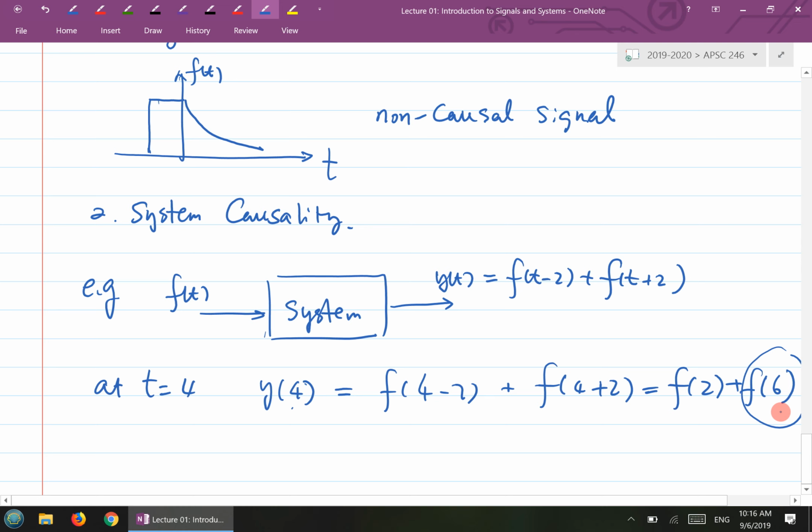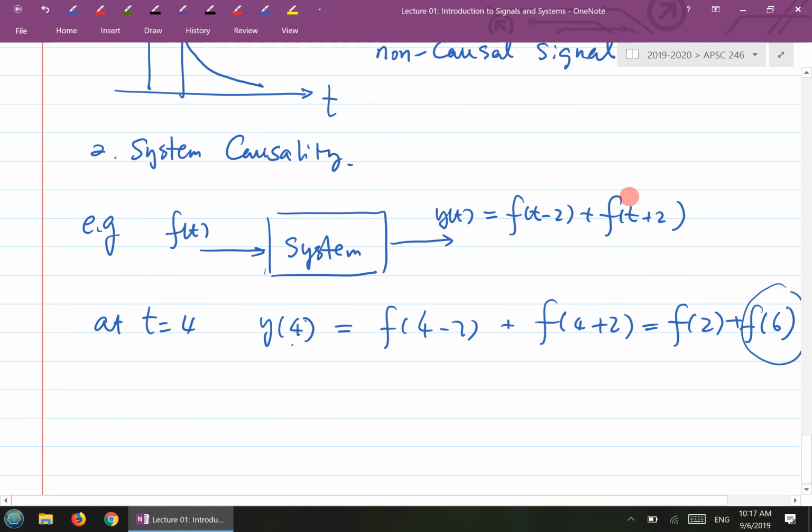You cannot use future values to calculate the current value. Mathematically it's possible, but in reality it's not. So this is the abnormal part that I was talking about here. This is actually an example of what we call a non-causal system.